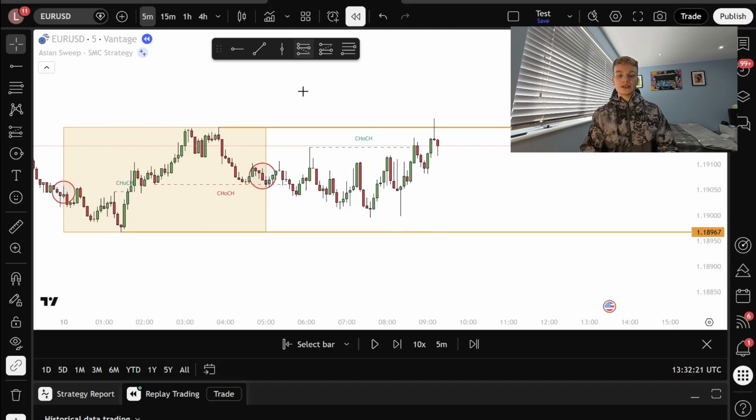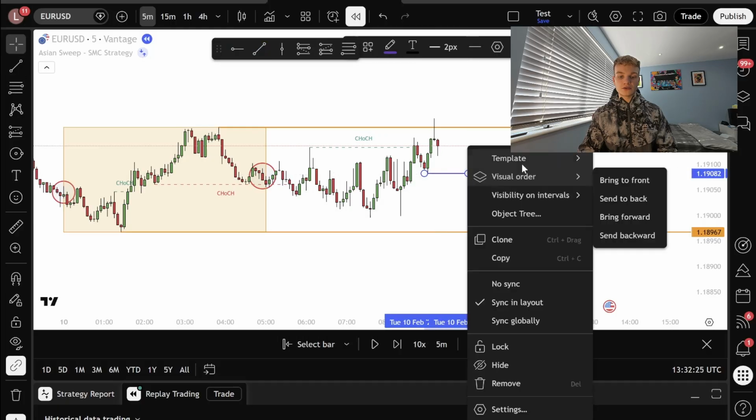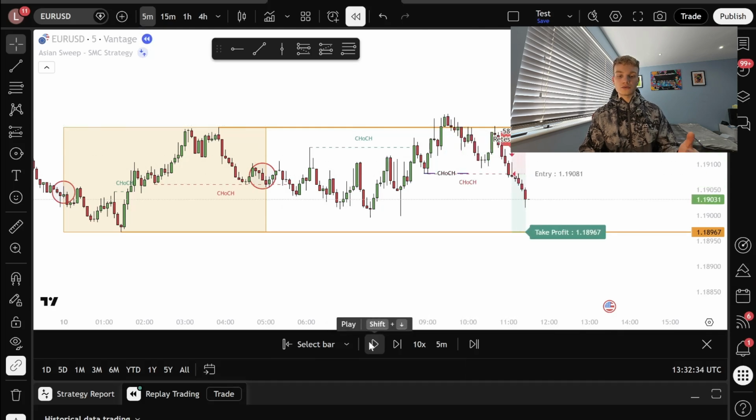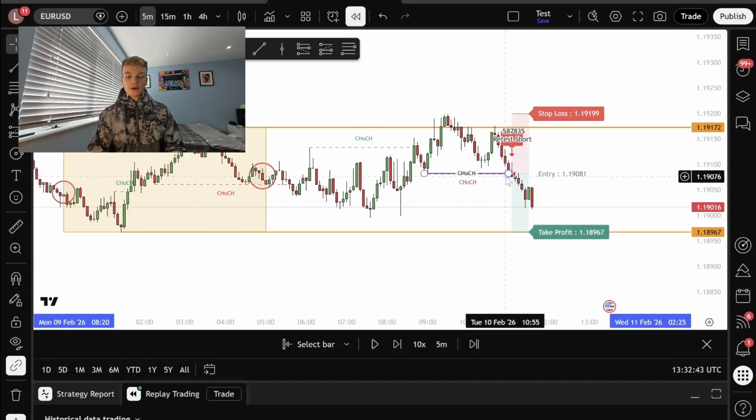So once I've seen that get taken out within the markets, I'm then essentially looking for a change of character to the downside. I'm going to mark my change of character at this low point here and see if the markets want to go ahead and close through it. As you can see, the markets went ahead and closed through that point there with a candle body closure, therefore validating our trade idea for a CHOCH retest.